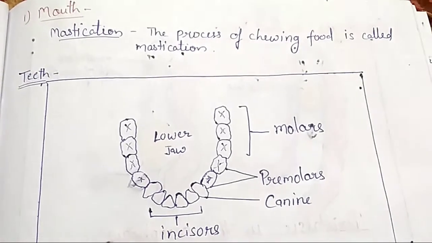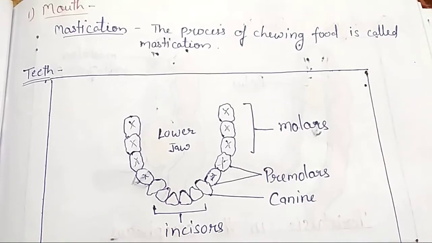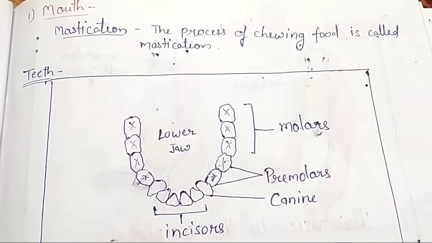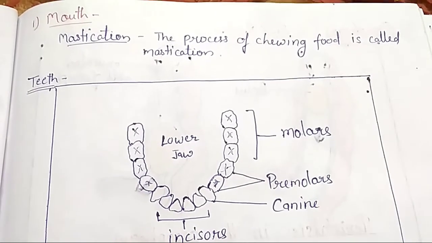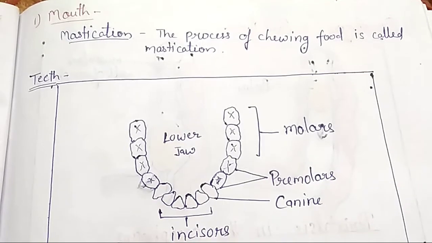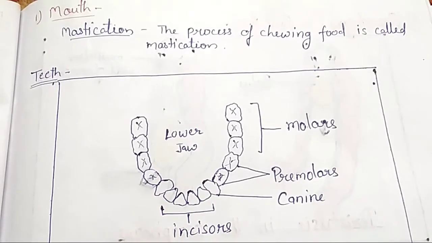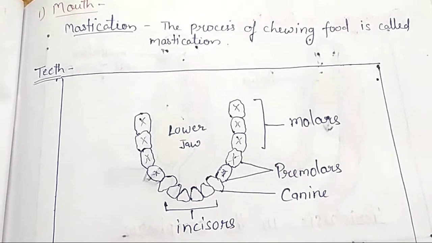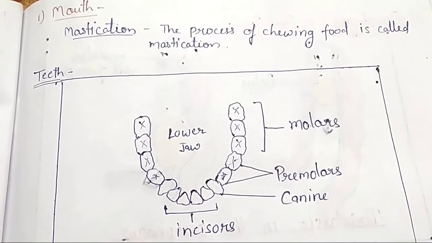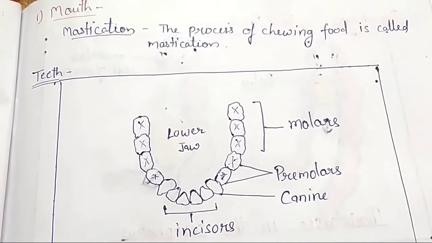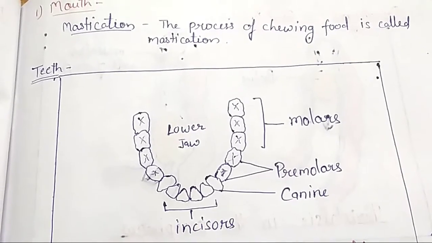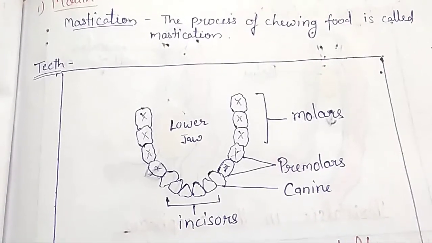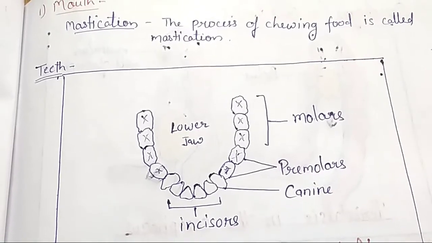So first is the mouth. The mouth is the place where food enters the alimentary canal. The main function of the mouth is to chew food before it is sent to the esophagus. The process of chewing food is called mastication. The salivary glands secrete saliva into the mouth. The saliva contains digestive juices that digest carbohydrates, and it also moistens the food, making it easier to swallow. Thus, the process of digestion begins in the mouth.